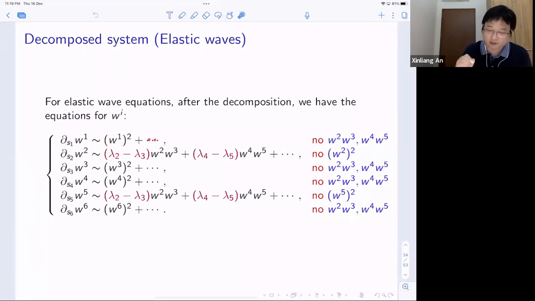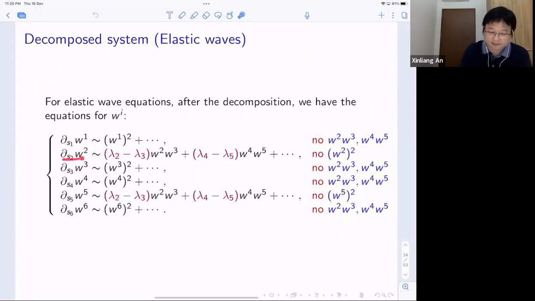And the key thing is there is no W2 times W3 or W4 times W5. Because W2 and W3 travel with almost the same speed, their interaction, the non-interaction, could be really large. And luckily, we are lucky that we do not have this term.